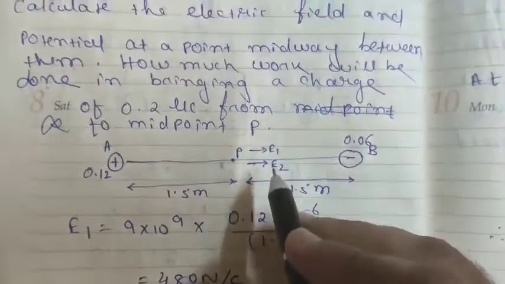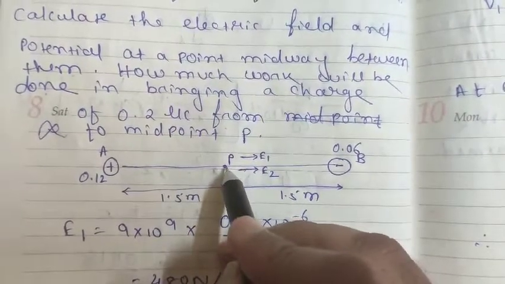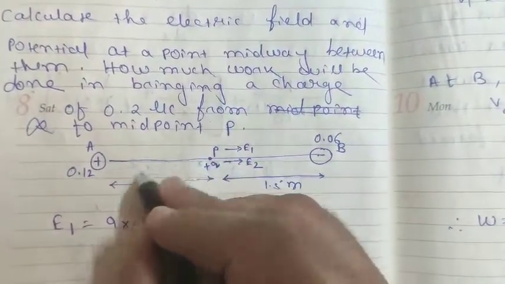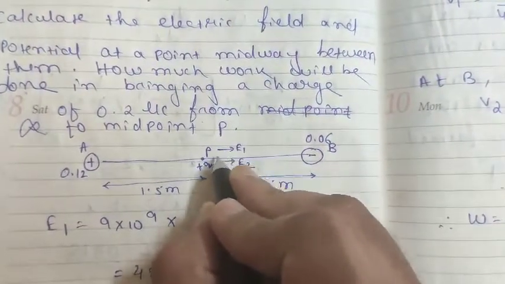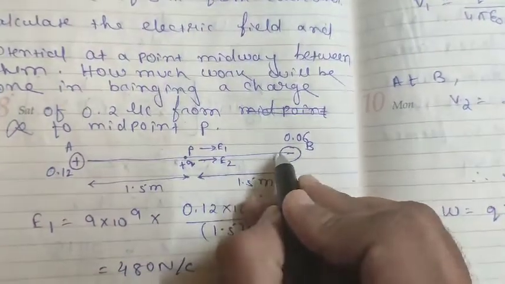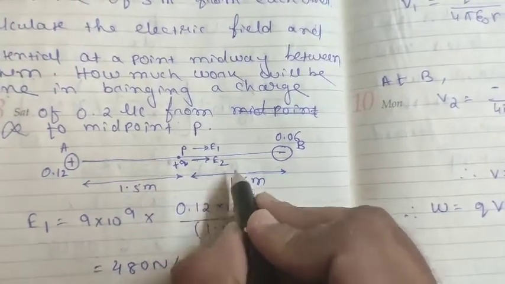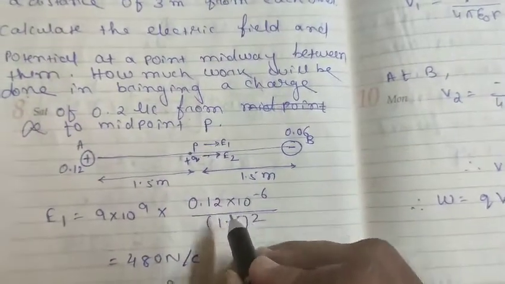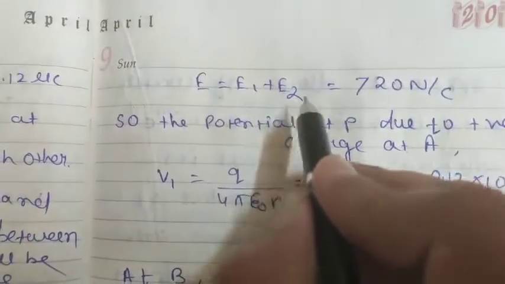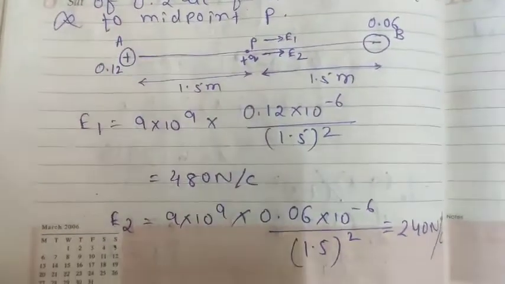Now let us check the direction. Due to plus charge, if I place a test charge plus Q here, plus and plus, what will be there? Repulsion. So the direction of electric field E1 is this side. Now this is plus and this is minus. What should this one be? Attraction. So this direction is also this side, the E2 direction. So both are in the same direction. So what should be the net electric field? The net electric field E equals E1 plus E2, that is 720 Newton per Coulomb. You need to only add these values.